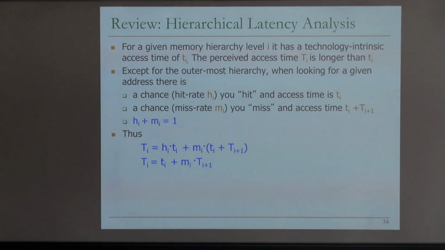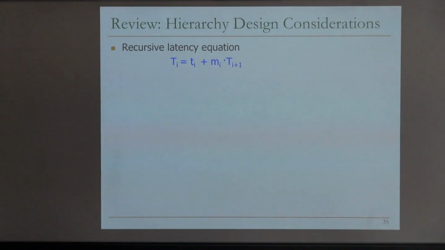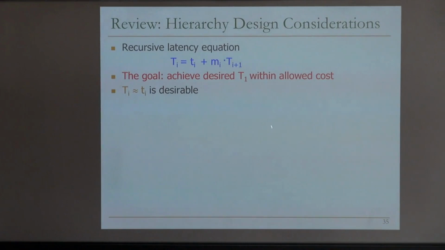And this is very simple, so you can actually do this calculation yourself. You get a recursive latency equation that looks like this. The goal is to achieve the desired low latency within a low cost. Ideally, you want everything to hit in the cache. Clearly, that's not going to happen. As a result, you want to maximize the hit rate as much as possible.